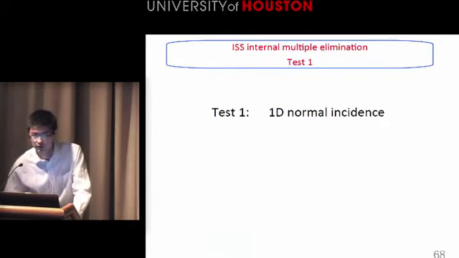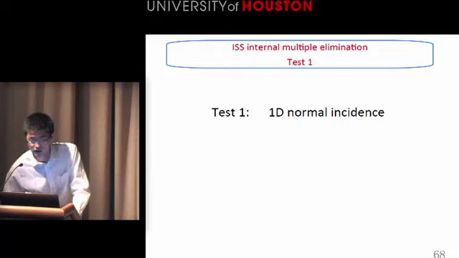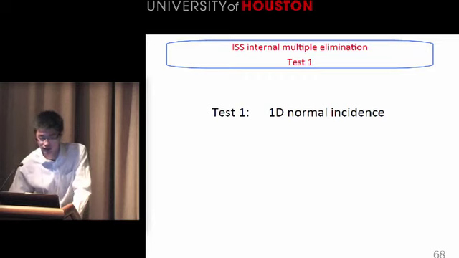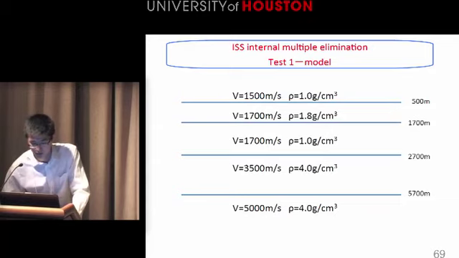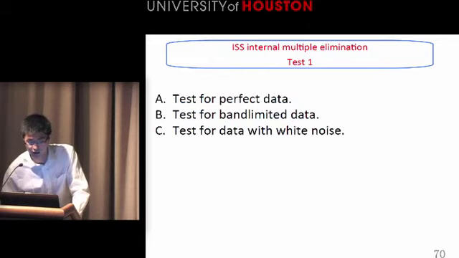Then I'll show two different tests. The first test is for 1D normal incidence, and the second test is for 1D Earth with offset data. In the first test, here's the model. It's a full reflector model, and we can see here. First, we'll test for perfect data, then band-limited data, and then data with white noise.